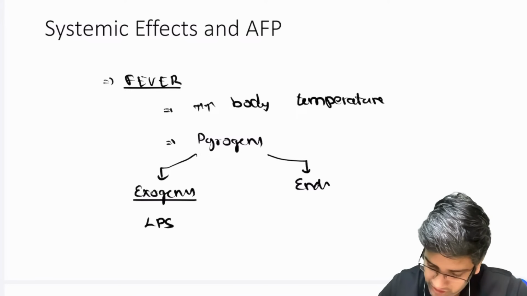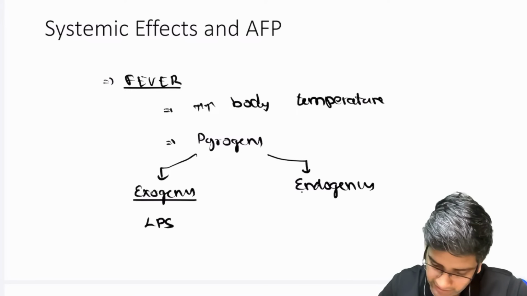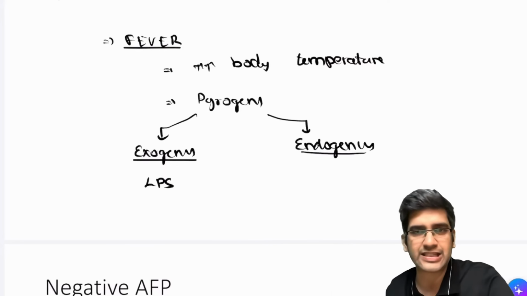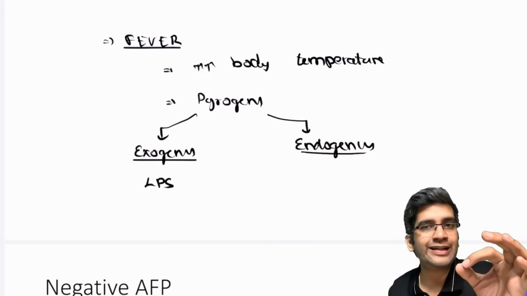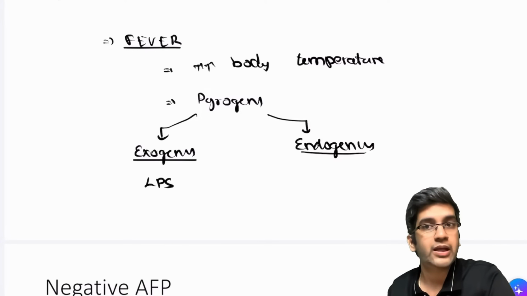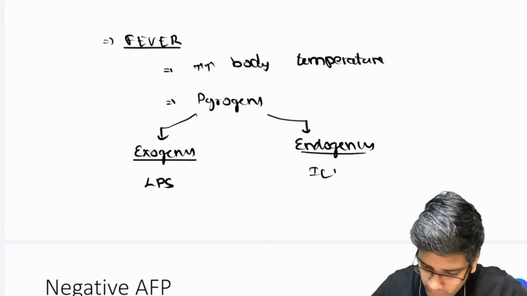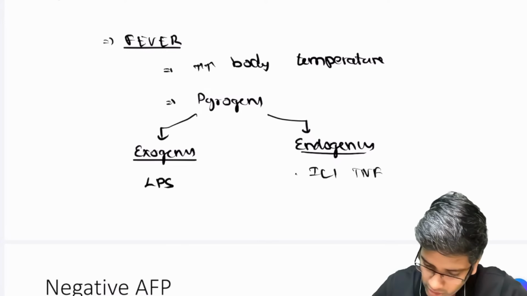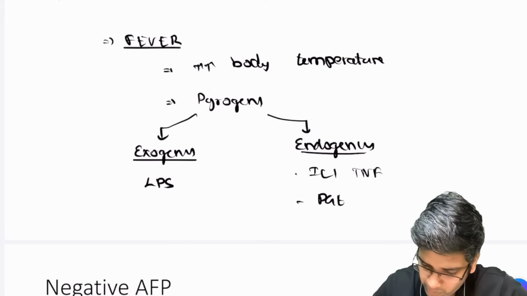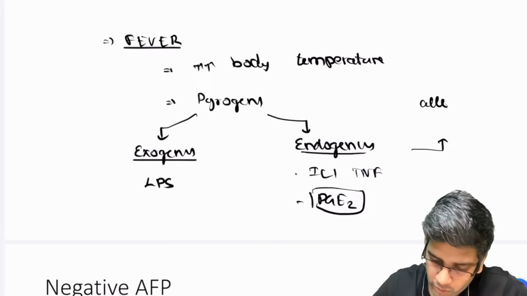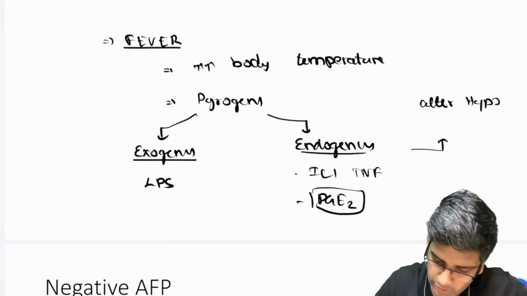Pyrogens can be endogenous as well. Generally, when you talk about endogenous pyrogens, we talk about prostaglandins. I am not denying that. Prostaglandin, yes. But even interleukin 1 and TNF are also pyrogens. They also help in producing prostaglandins, right? Your interleukin 1, your tumor necrosis factor. Along with that, the most important is prostaglandin E2. So these pyrogens go and alter your hypothalamic set point.